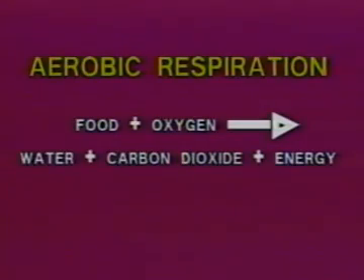This is a simplified version of the equation for aerobic respiration. Food plus oxygen turn into water, carbon dioxide, and energy. Write this equation under number 15, part A, on your activity sheet. Food plus oxygen turn into water, carbon dioxide, and energy.